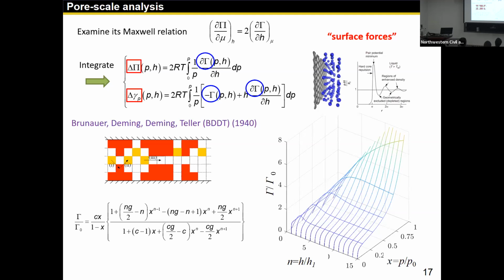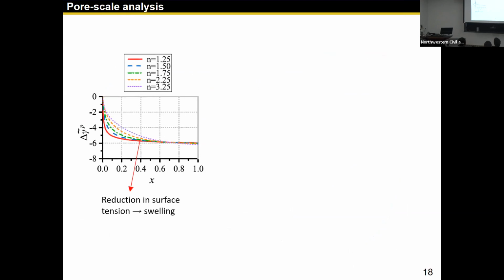Of course, the integration is challenging because this is highly nonlinear. And of course, you then give it to the PhD student, and then he will give you the following result. So you can see the change in surface tension is boring because it's just monotonically decreasing, as shown before. That usually leads to swelling.